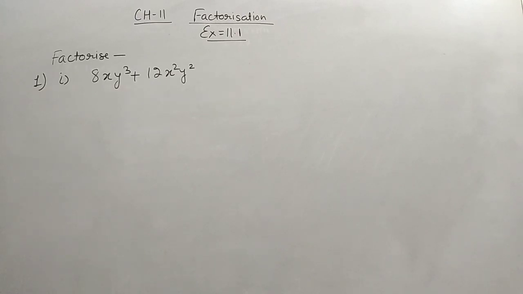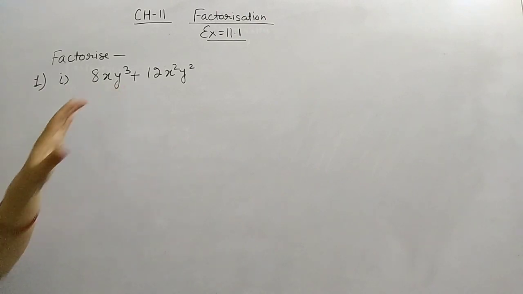Now we will start exercise 11.1. We have to factorize these expressions. So the first question is 8xy cube plus 12x square y square. We have to use here the method of taking out the common term. So first, here two terms are there. First this and second this. First we will split both the terms.